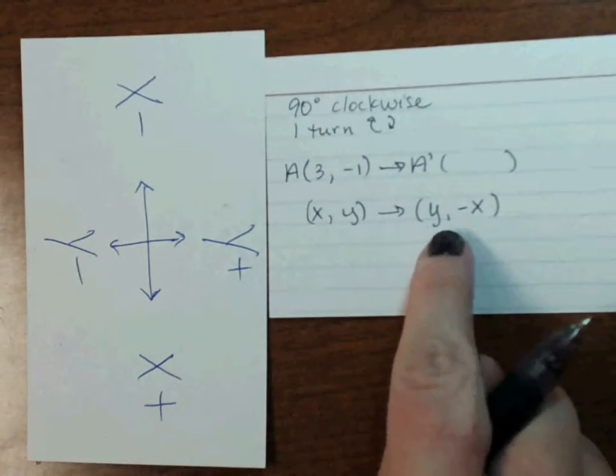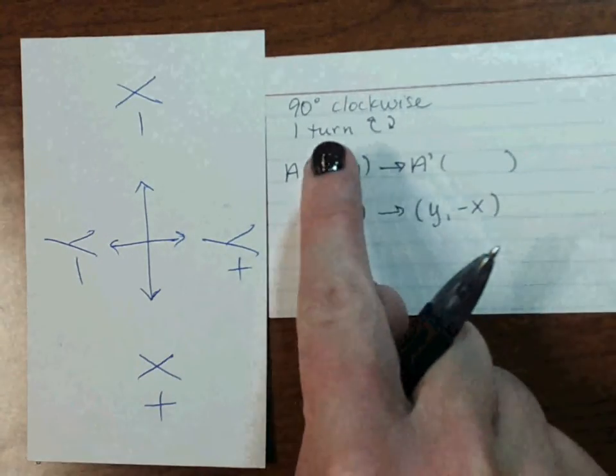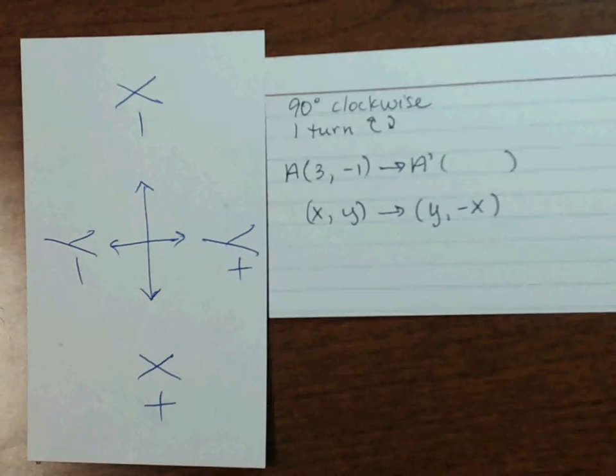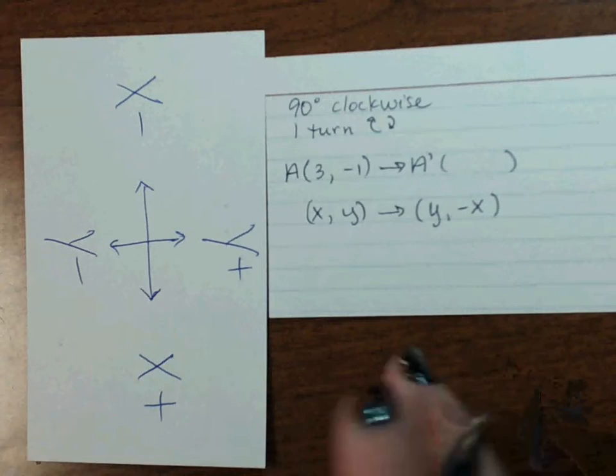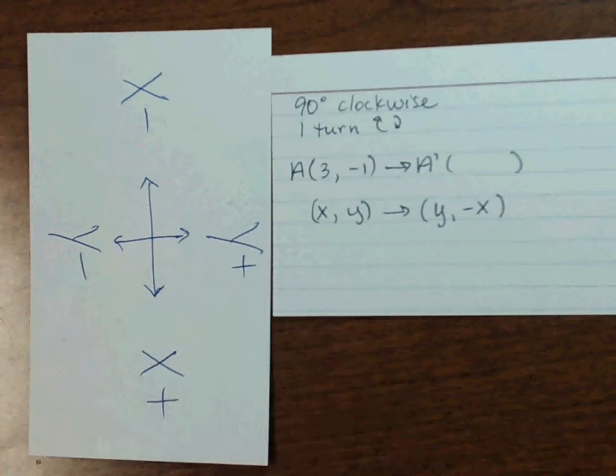So that is me generating a rule for a 90 degrees clockwise rotation. Now you can memorize these, but I tend to forget, so I always go back to the note card and I just generate the rule each time because it's pretty quick.